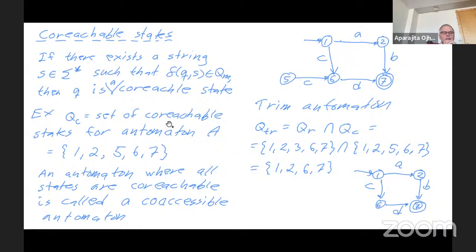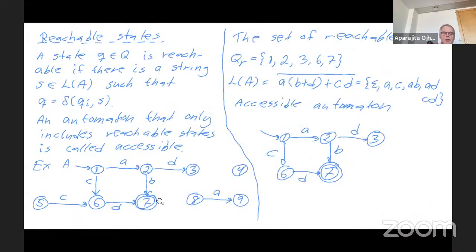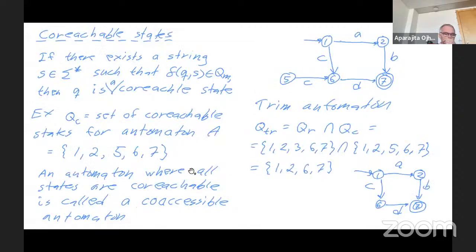So QC is the set of co-reachable states for an automaton A, and in our example, which are the co-reachable states? Well, you start in the marked state and you go backward, and then you see that all the states here except state 3 are backward reachable, and they are then called the co-reachable states. And now we include state 5 too, but not state 3. So 1, 2, 5, 6, and 7. This is called the co-accessible automaton then.